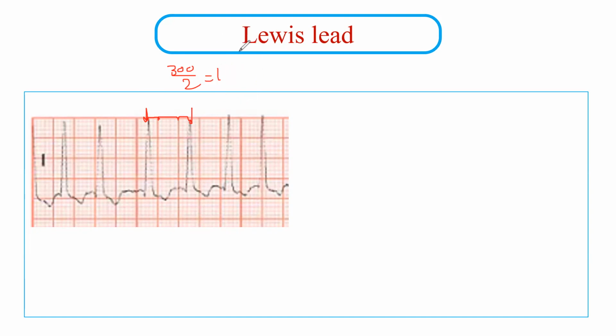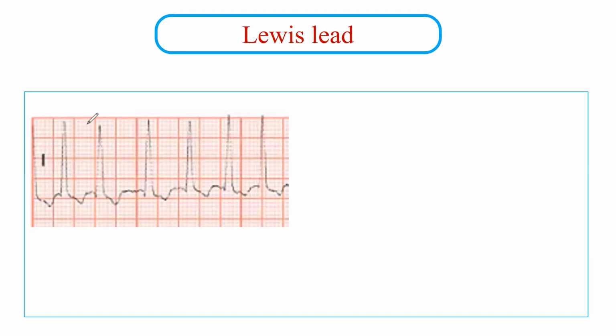If you look at this tachycardia, it's somewhat irregular, right? This is two large squares here. There's two large squares here. There's 1.5 large squares here. There is more than 2 large squares here. There is less than 2 large squares here. So it is somewhat irregular. The irregularity is not very obvious, but it's irregular.